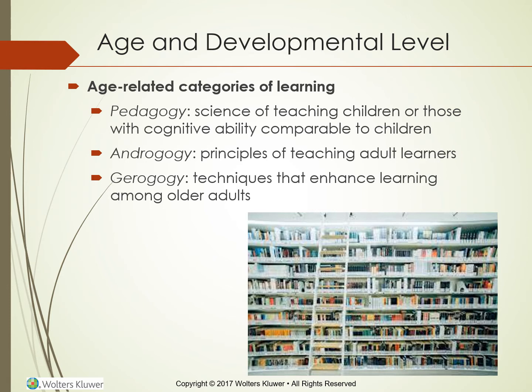Currently, there are 3 major categories. Pedagogy is the science of teaching children or those with cognitive ability comparable to children. Andragogy is the principle of teaching adult learners, and gerontology is the unique techniques that enhance learning among older adults.